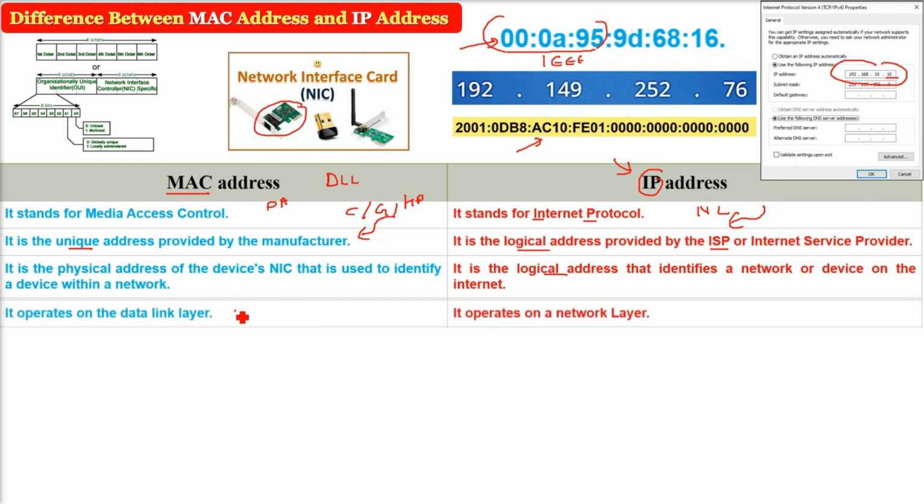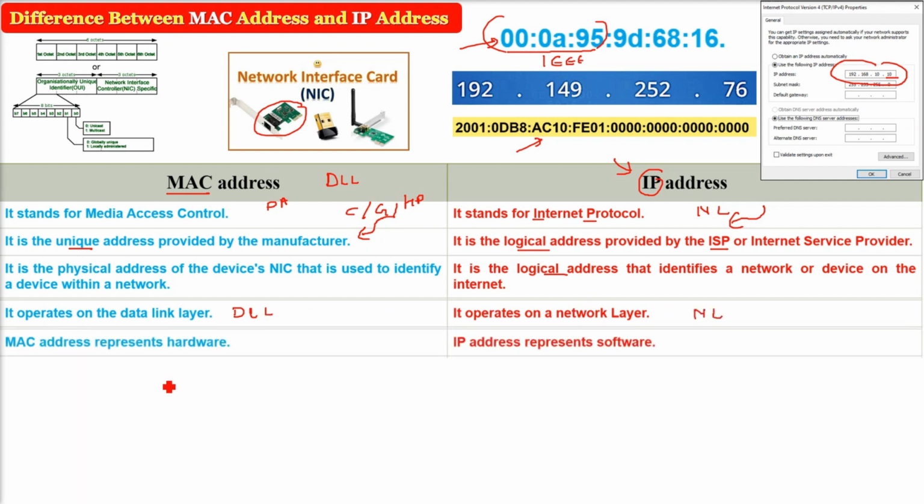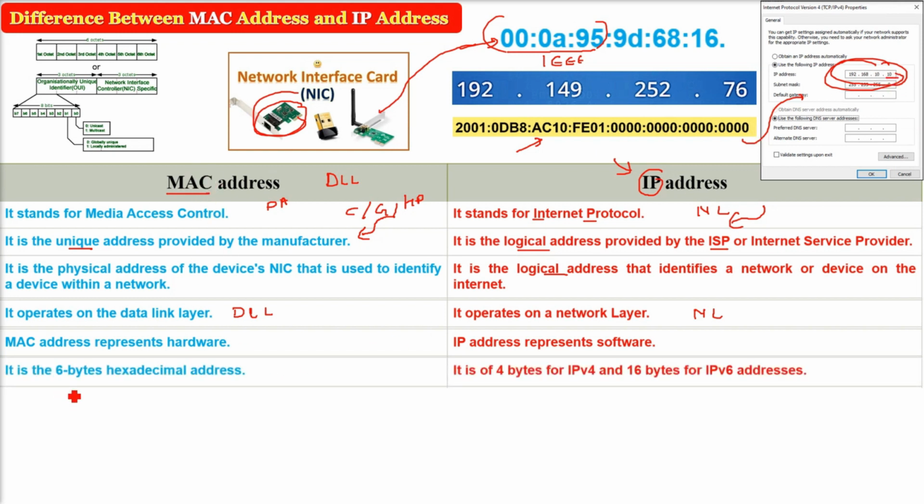The MAC address operates on the data link layer, the layer just above the physical layer. The IP address is network layer. The MAC address represents the hardware because it is already embedded in the network interface card of your computer. The IP address is more of a software, which you see here. You can change it or get it through DHCP. The MAC address is a 6-byte hexadecimal address. 6 bytes means 6 eights are 48 bits, and all 6 bytes or octets are separated by a dot, colon or hyphen.